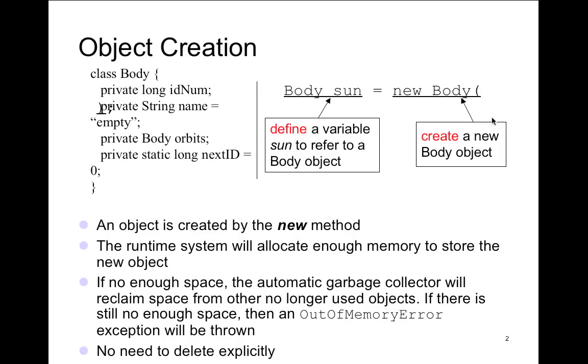So the object is created by the new operator. The runtime system allocates enough memory to store that new object. And if no space is available, it will do an automatic garbage collection. You will occasionally get the out-of-memory error, depending on what kind of device you're running on. If you're creating an Android phone application, as an example, and it's a huge application, you will occasionally get out-of-memory errors on that platform.